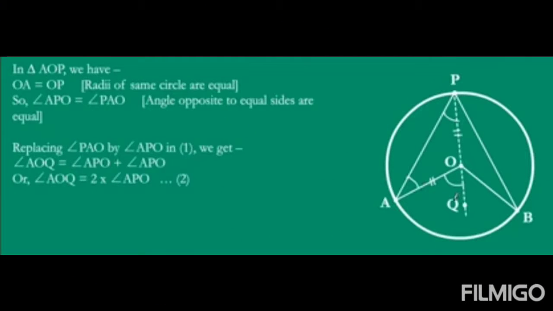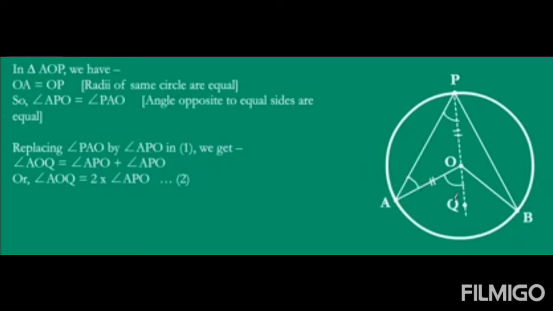Now here you can see in triangle AOP, as O is the center of the circle, OA and OP are the radii of the circle, and we know that in any triangle, if two sides are equal, then the angles opposite to the equal sides are also equal. So here you can see angle APO is equal to angle PAO. We will consider it as equation number 2.